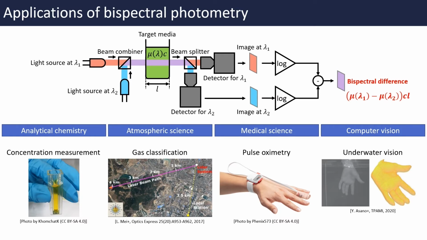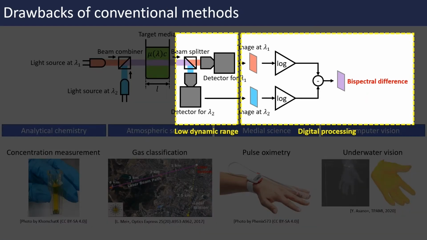In computer vision, it is possible to reconstruct a 3D shape in a known medium, such as water, based on bispectral photometry. However, there are some drawbacks in conventional methods. Digital cameras are often employed for a spatial observation, but such device has drawbacks of low dynamic range and low quantization precision because of digital processing after observations, which are inherited by bispectral photometry.